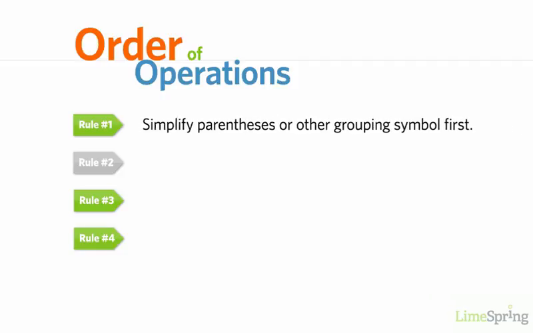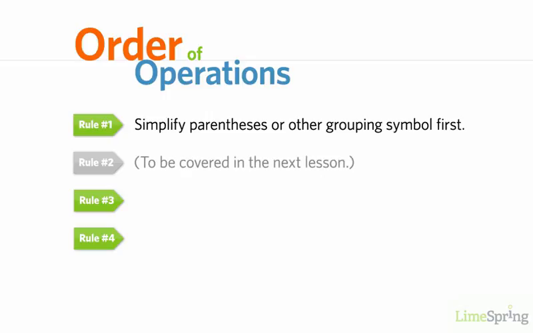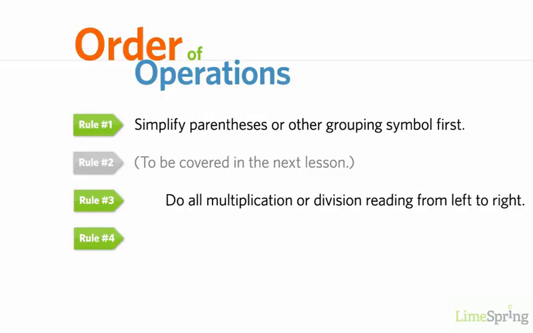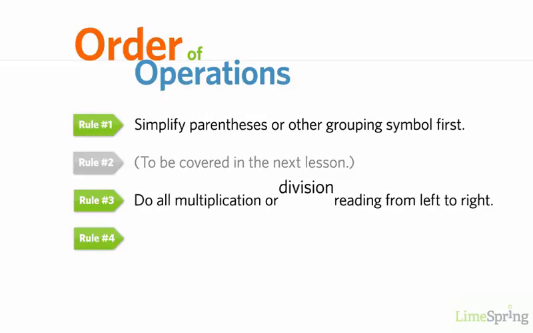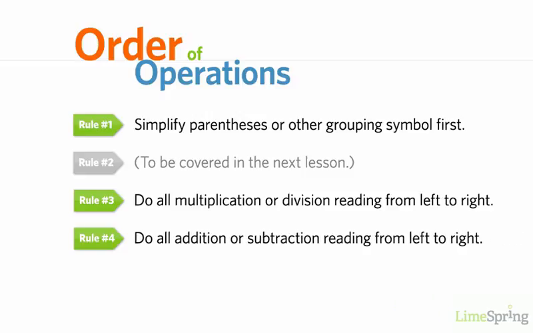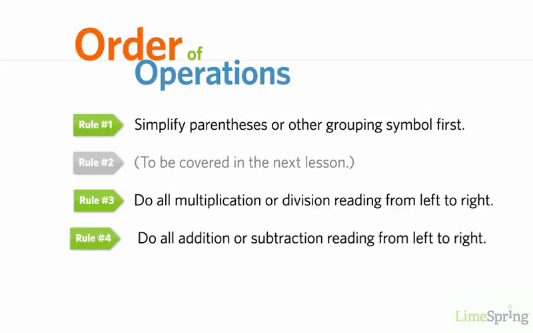Rule number 1, simplify parentheses or other grouping symbol first. Rule number 2 will be covered in the next lesson. Rule number 3, do all multiplication or division reading from left to right. And rule number 4, do all addition or subtraction reading from left to right. We have just one more rule to add to the list, but let's do that in the next lesson. Before we finish though, how about trying a few problems on your own?